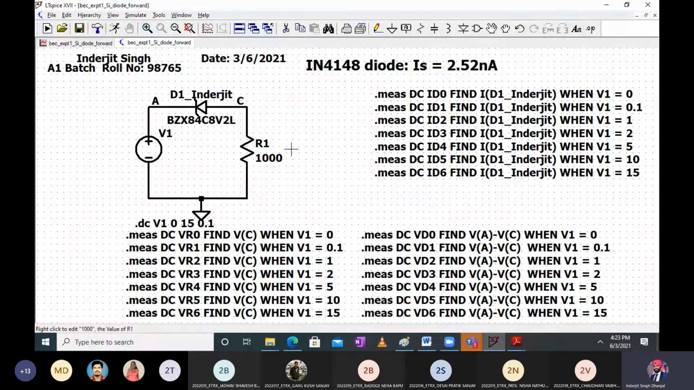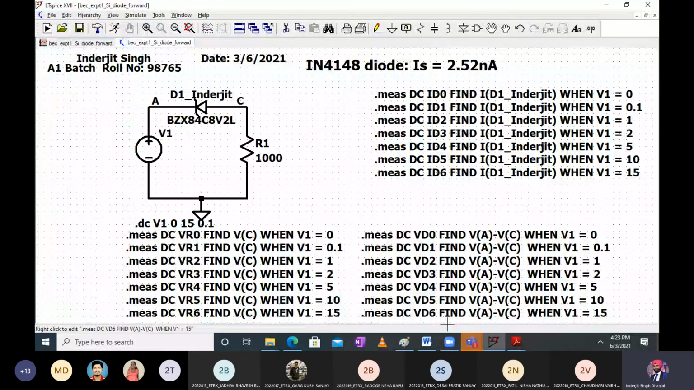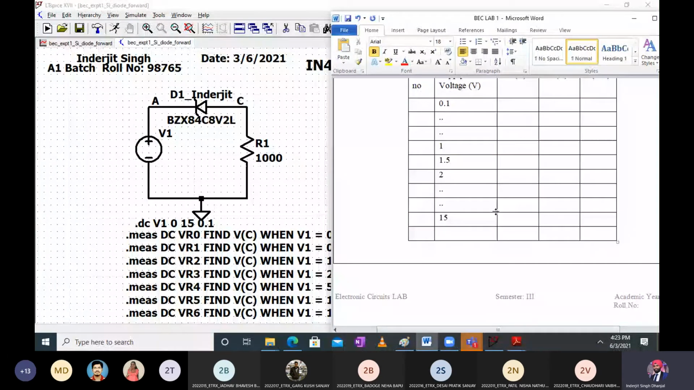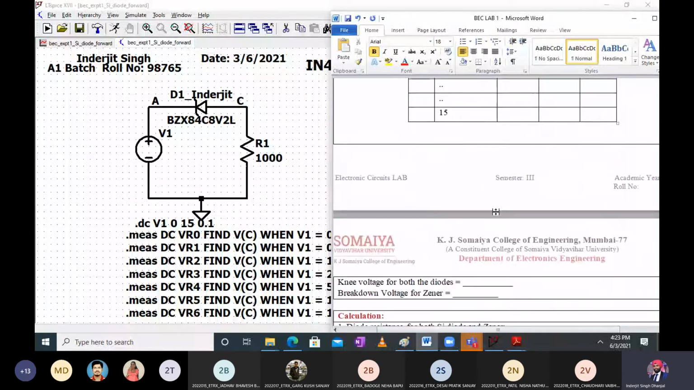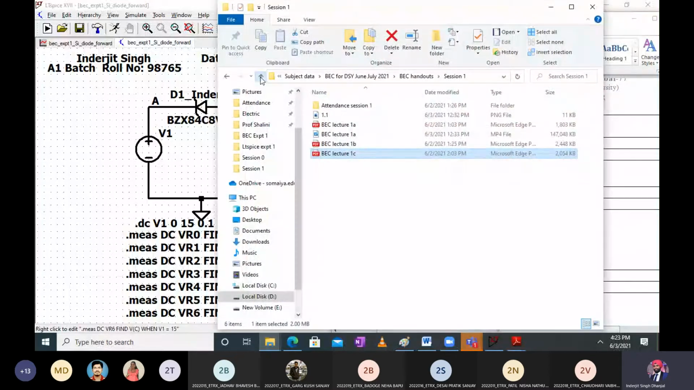Fine with it? So this is your experiment on forward and reverse characteristics of silicon diode and Zener diode. I will help you out in understanding these things. Wait just a minute, one more minute, then I'll stop this recording and you all can start with your work. This is for your reference only.